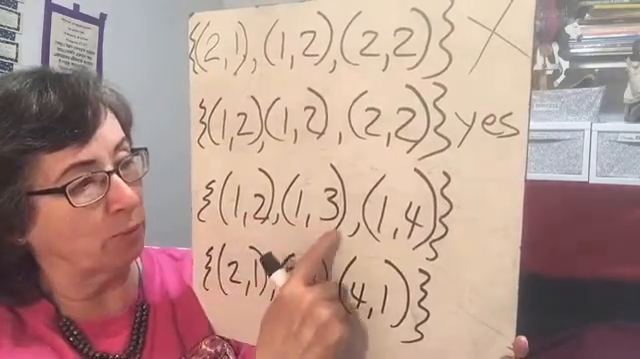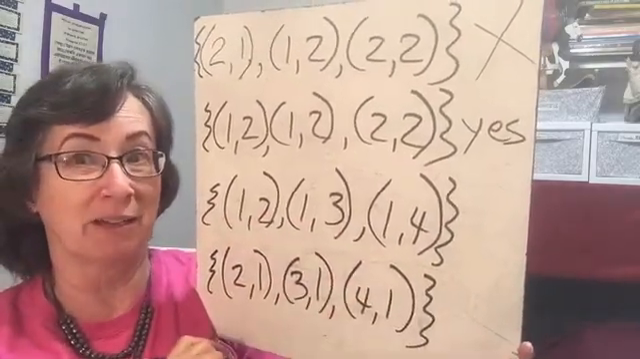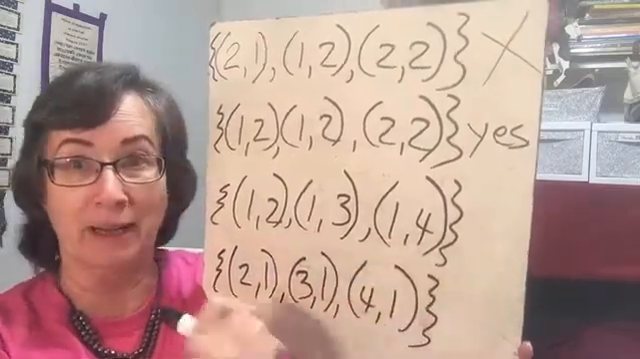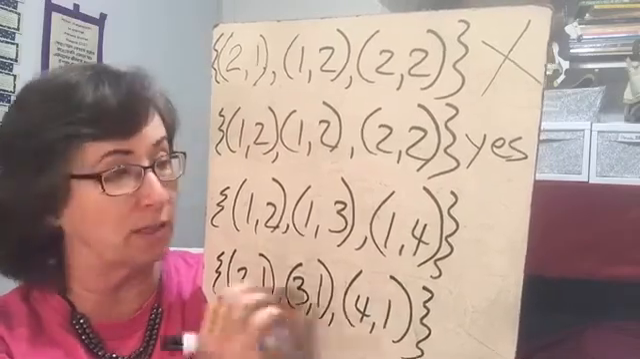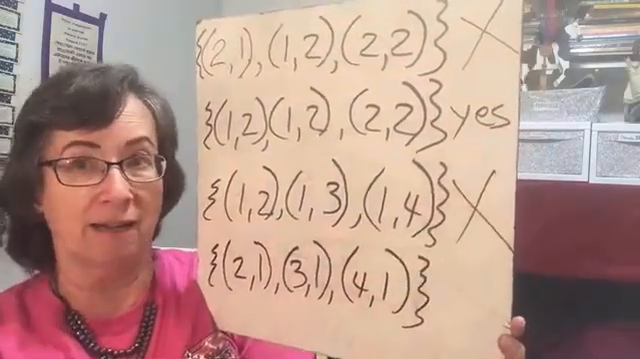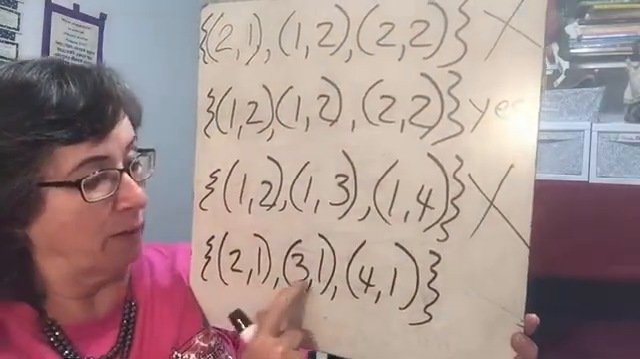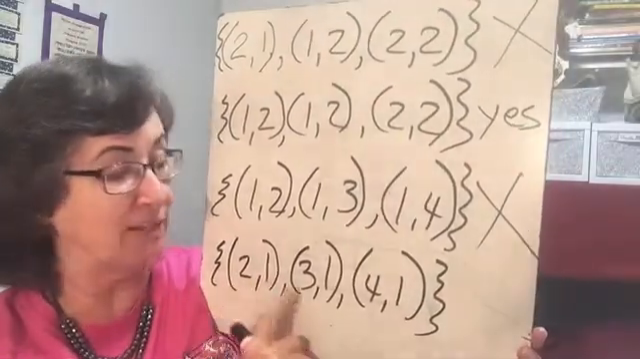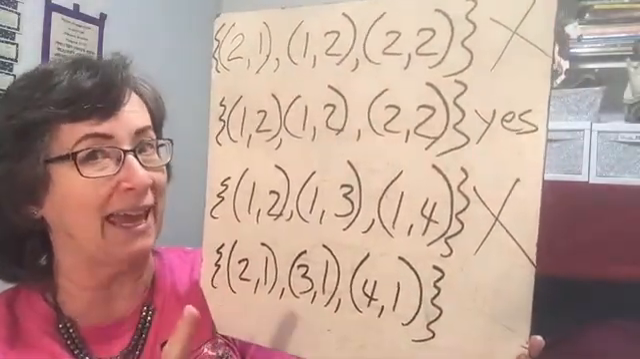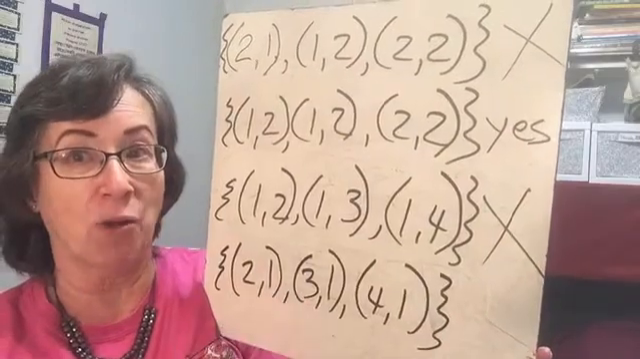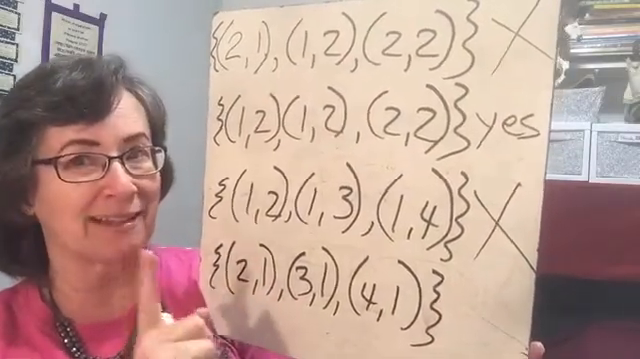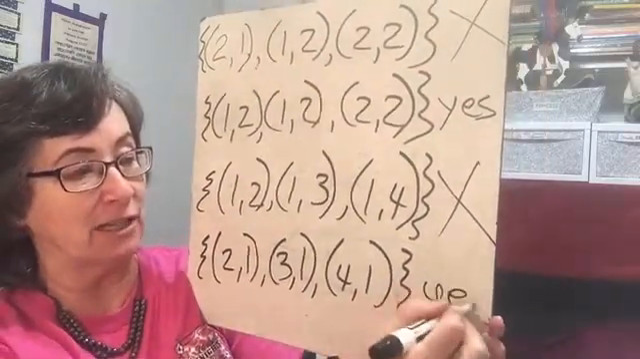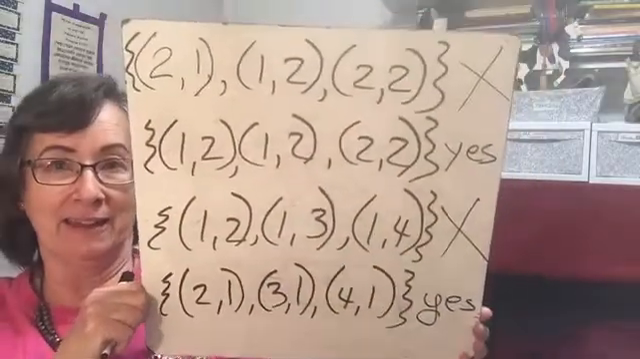(1, 2), (1, 3), (1, 4). That's a big no-no, isn't it? 1 goes to 2, 1 goes to 3, 1 goes to 4. 1 can't make up its mind. It's going to go just wherever it wants to. So no, that is not a function. (2, 1), (3, 1), (4, 1). Here they have the same Y value, but individual X values. It's okay if X's share a Y. But the same X cannot have more than one Y. Therefore, this is a function, and we have covered functions for this lesson.